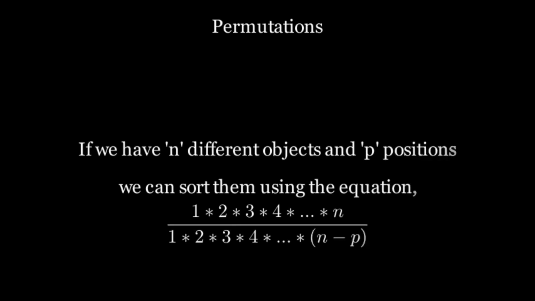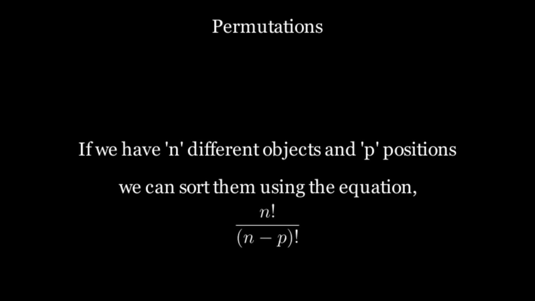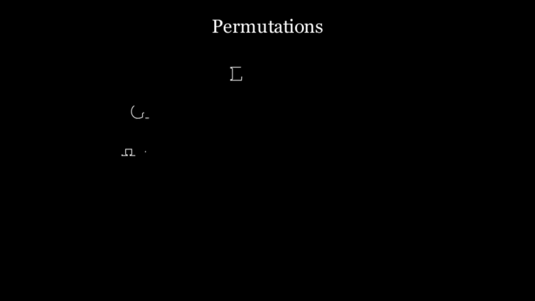And now we can generalize the entire thing. We know that if we have an n number of objects and we want to know how many ways we can sort them into p positions, we multiply all the numbers starting from n and decrease by 1 until we have a p amount of those numbers. We can express this with the ratio of factorials.